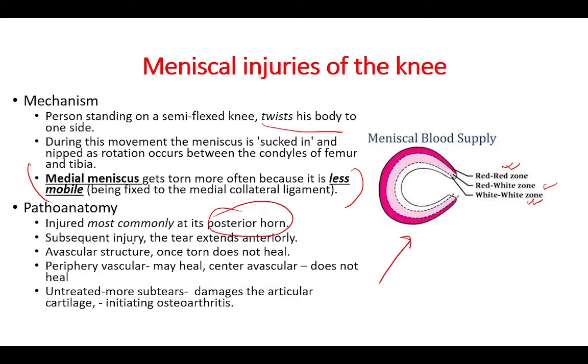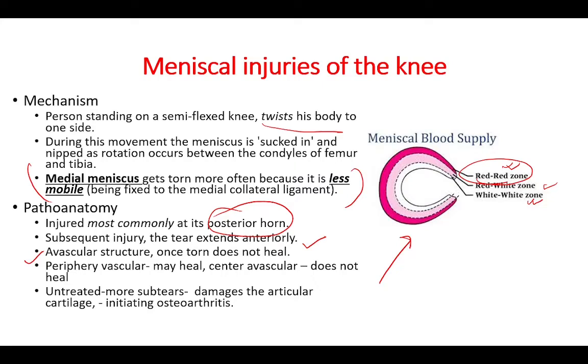With subsequent injury, the tear may extend anteriorly, and because the menisci are a relatively avascular structure, the injuries do not heal very often. If the injury occurs in the red zone, which has relatively better vascularity, the chances of healing may occur. But as you go towards the center of the menisci, the chances of healing reduce.